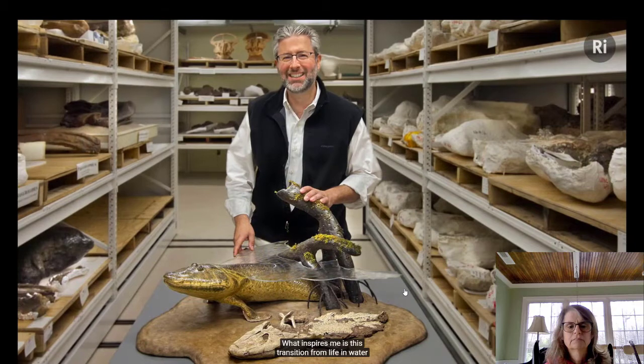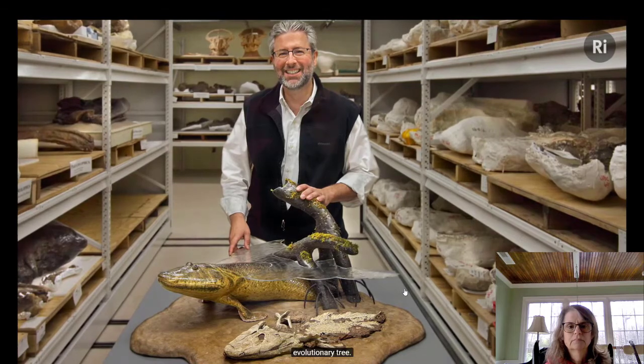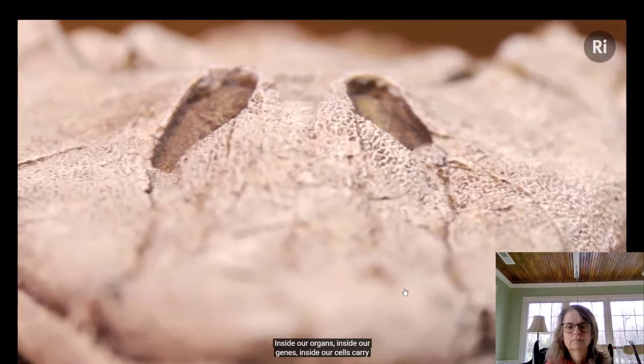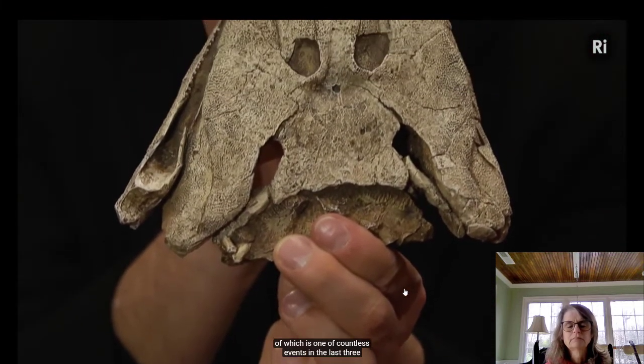What inspires me is this transition from life in water to life on land. It is not just some esoteric twig on the evolutionary tree. It's very important for us. It's very important because this event is part of our own evolutionary history when our common ancestor was a fish. So that this proto-wrist we see for the first time in Tiktaalik and its evolutionary cousins, something that became our own wrist. This neck that we see for the first time in Tiktaalik and its evolutionary cousins is something that was to become our own necks. Inside our organs, inside our genes, inside our cells, we carry artifacts of the history of life, carry events like this, of which this is just one of countless events in the last 3 billion years.